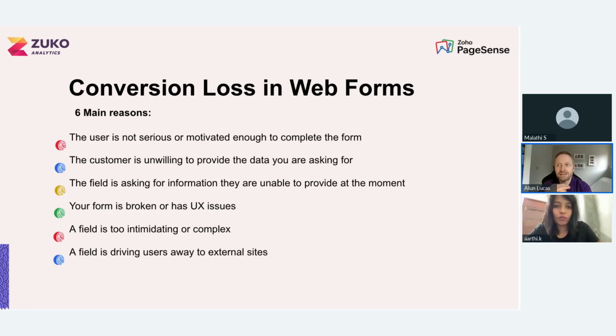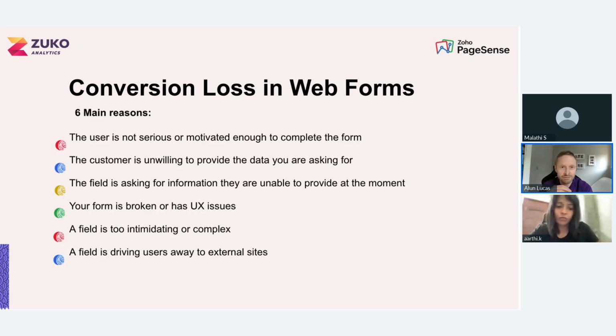The third reason is you're asking for information they cannot provide. And we see this, for example, if you've spent 5 minutes completing a form, and at the end it says, oh, please give me your passport number. And people are like, I do not have my passport, I'm out and on my mobile, I can't give you this information. So obviously people then drop out of the form, they leave, and you've lost them.